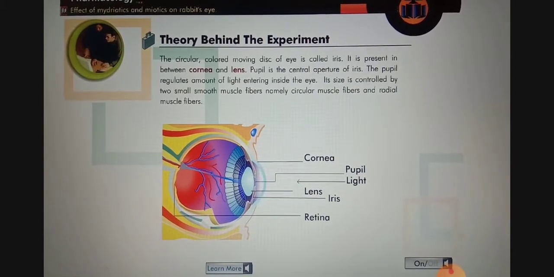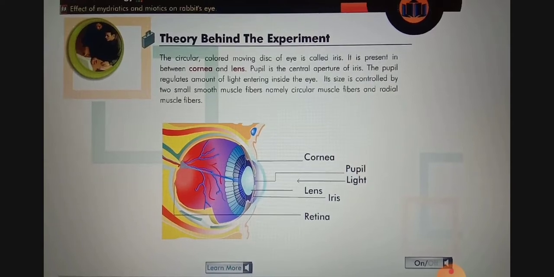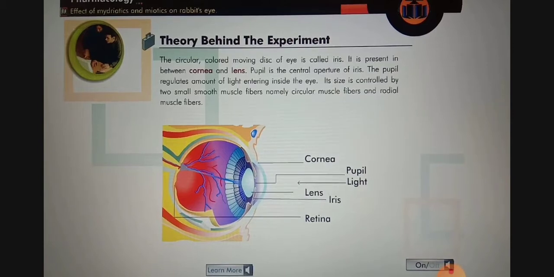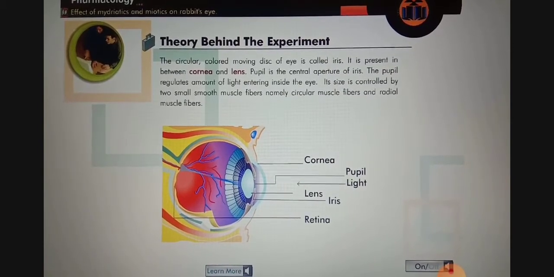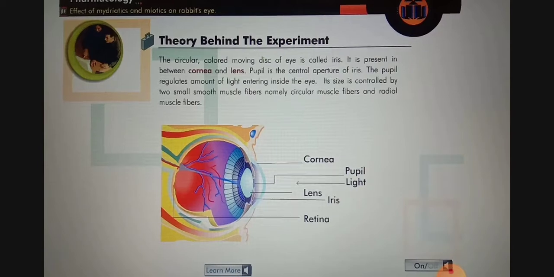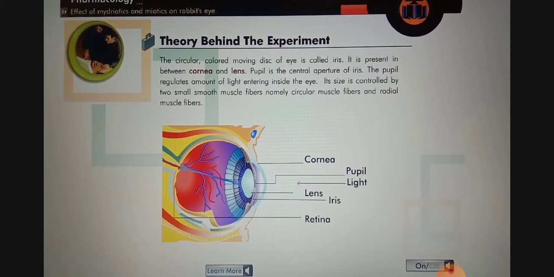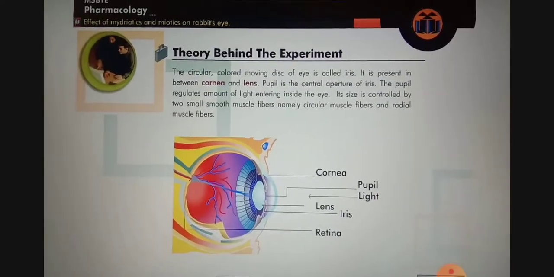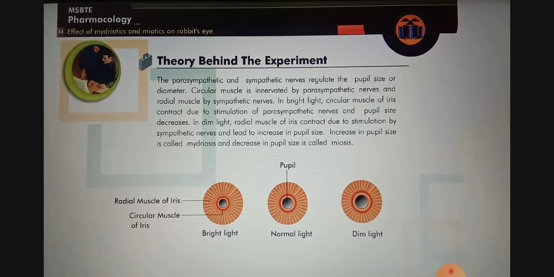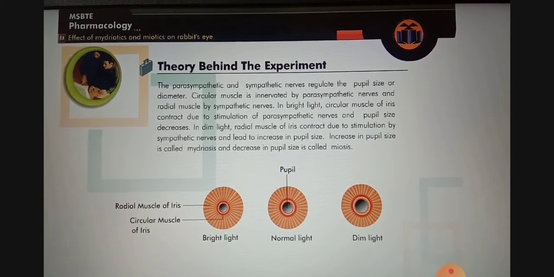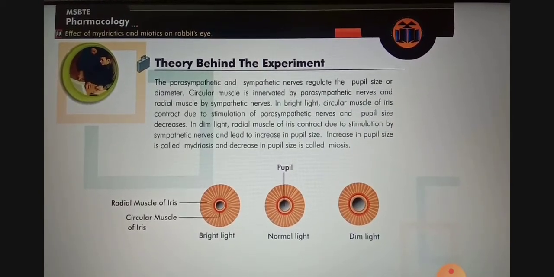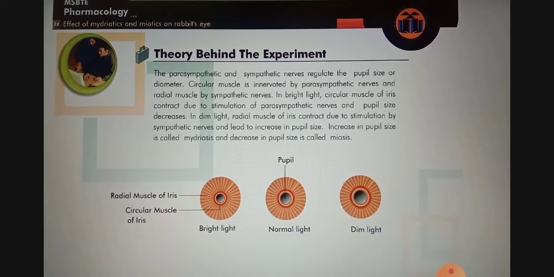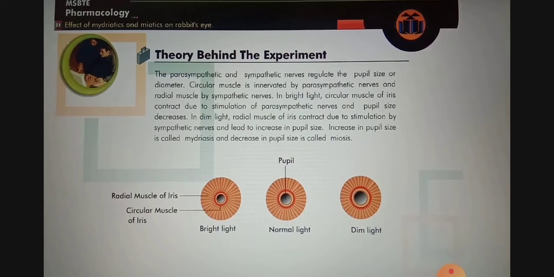This part is related to the anatomy of the eye, which is already covered in human anatomy and physiology in first year, right? Here are the different parts of the eye, which include the cornea, pupil, lens, iris and retina. The parasympathetic and sympathetic nerves regulate the pupil size or diameter. Circular muscle is innervated by parasympathetic nerves and radial muscle by sympathetic nerves.